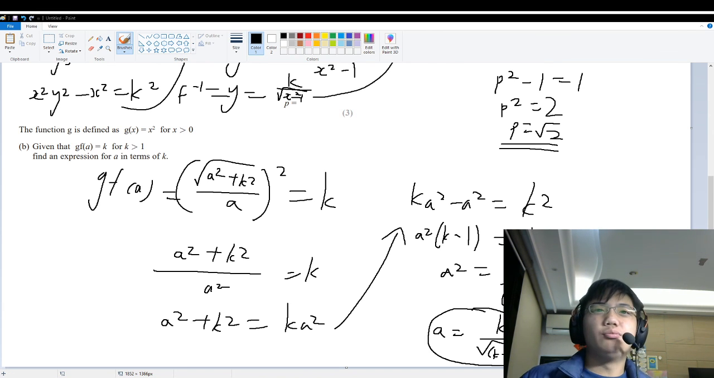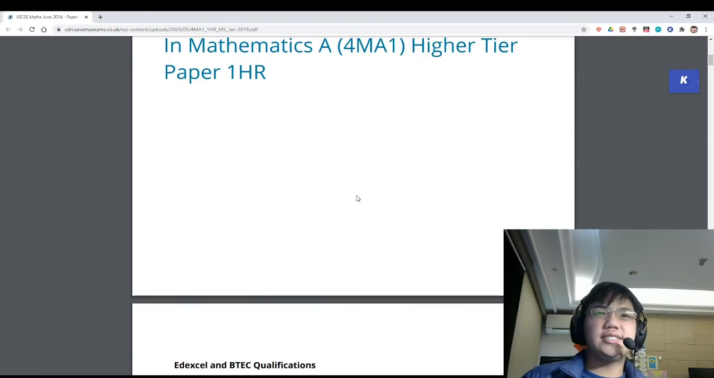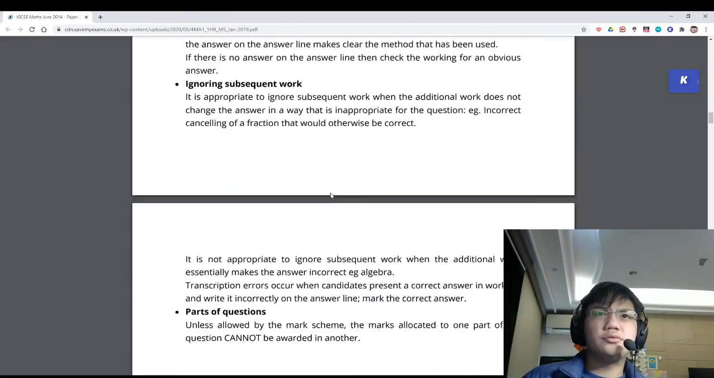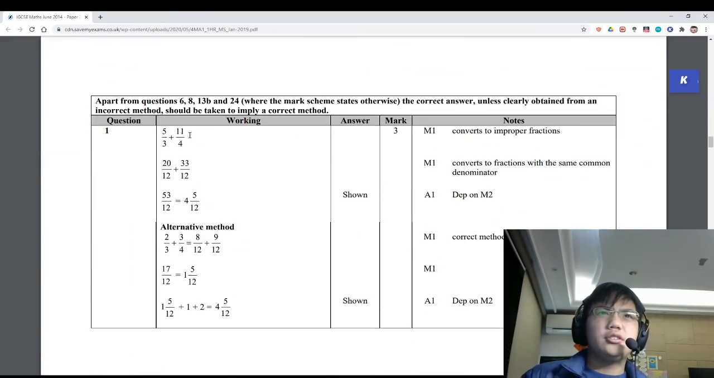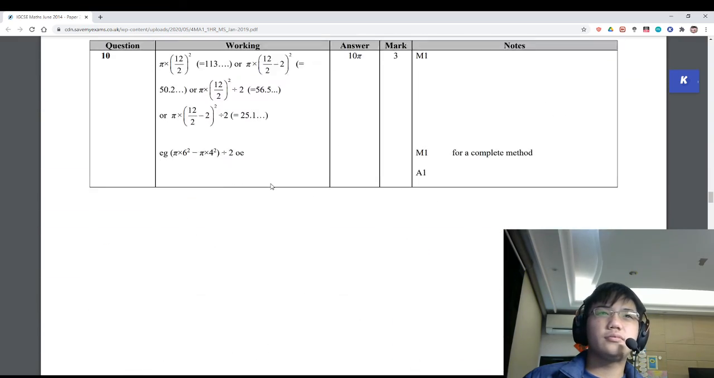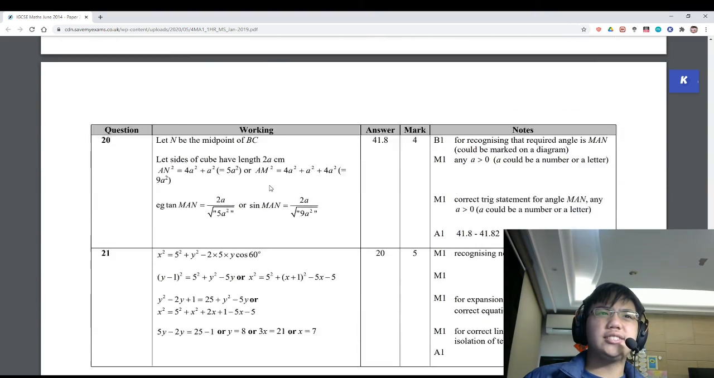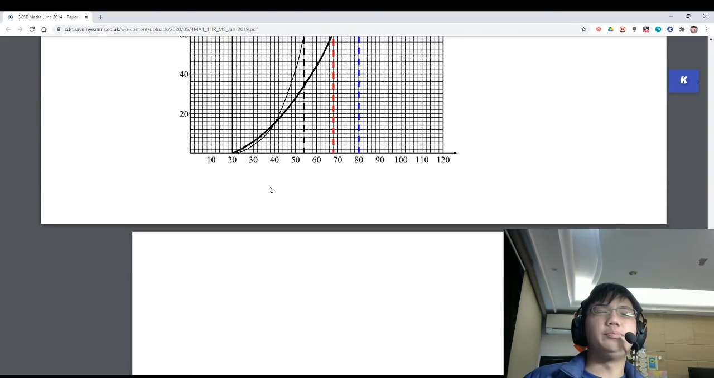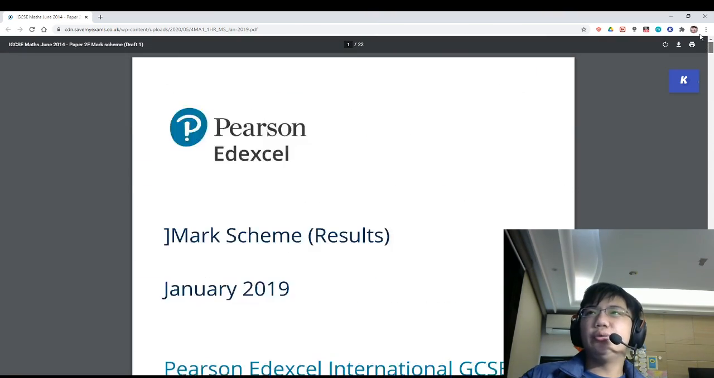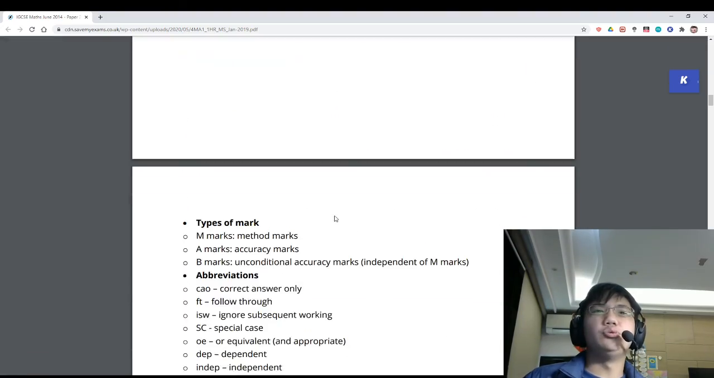I'll review the mark scheme right now. So the mark scheme looks like this. So here is the mark scheme for this paper. Pause or slow this video down if you want to read the mark scheme. Actually, I will scroll through it again so you can pause at any point you want.